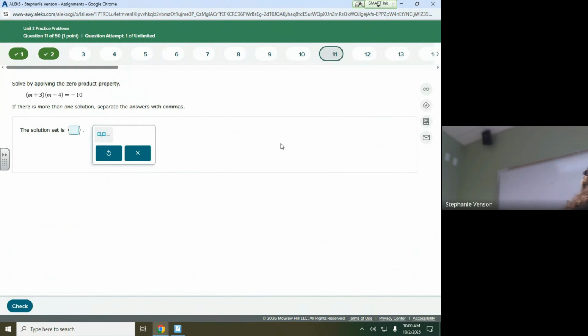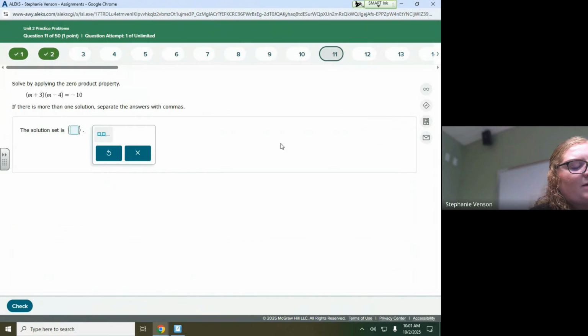This is number 11 from your review. So this says m plus 3 times m minus 4 equals -10. So I can just say m plus 3 equals -10 and m minus 4 equals -10, right? Yeah? No. What is that? What I'm trying to do, what is it called? The zero product property, because you are only allowed to separate factors like that when it's set equal to 0. Okay, so let's do some multiplication.